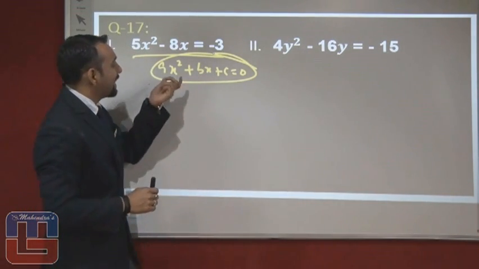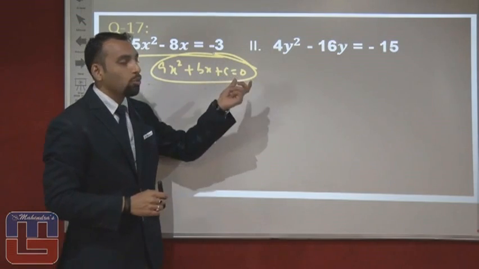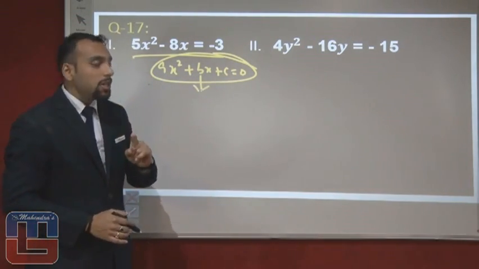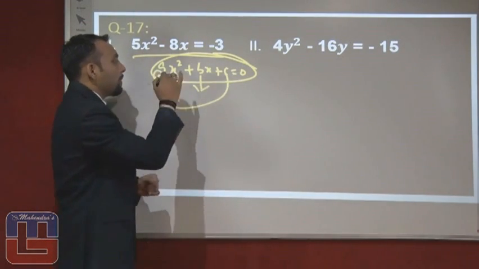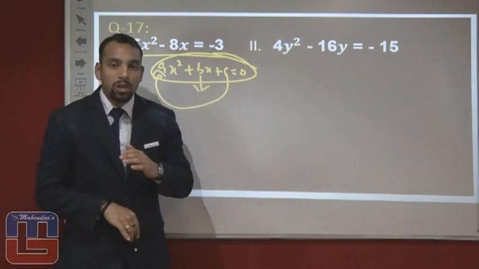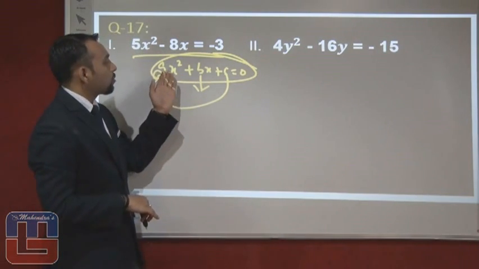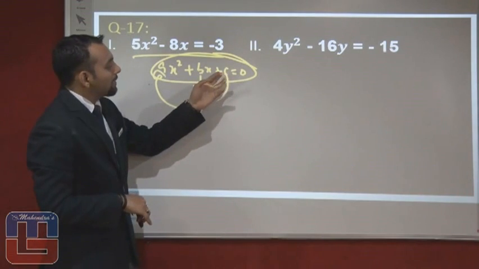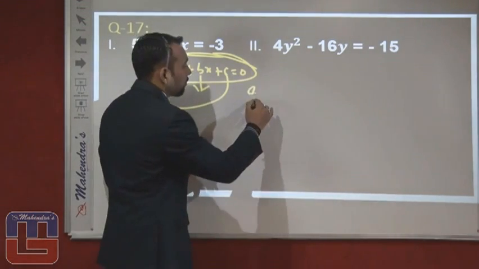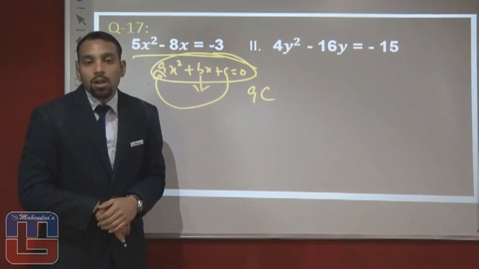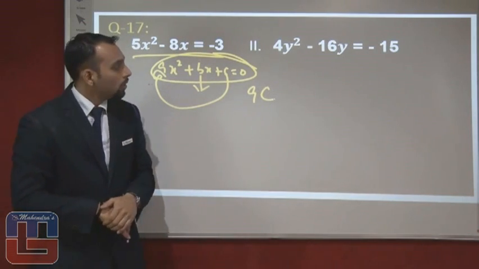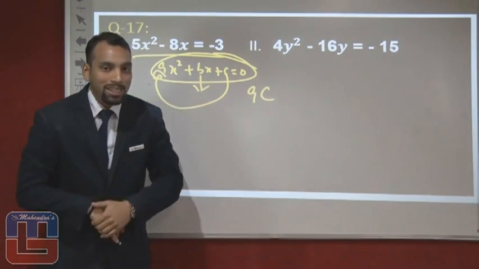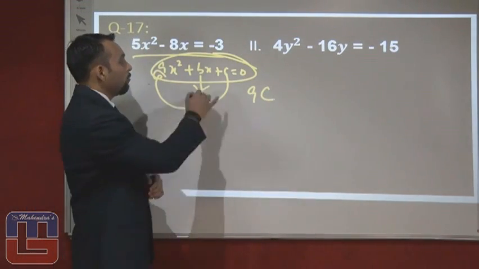Now, how will you solve this question? If the equation is in the form ax square plus bx plus c is equal to 0, firstly you have to multiply this a by c, whatever you get, for example ac. Then you have to find two numbers whose multiplication is equal to ac, and whose addition or subtraction is equal to b.